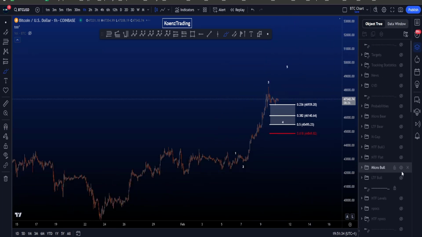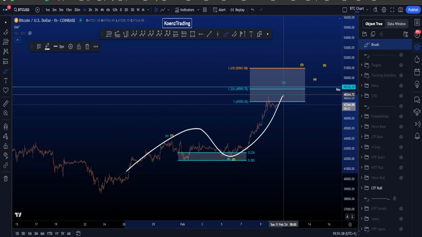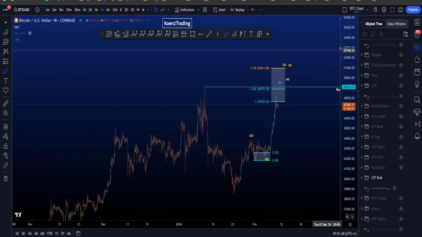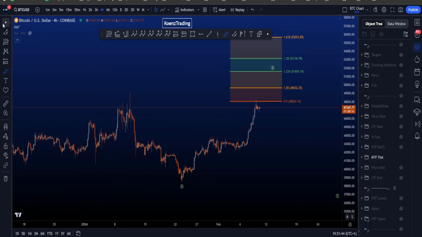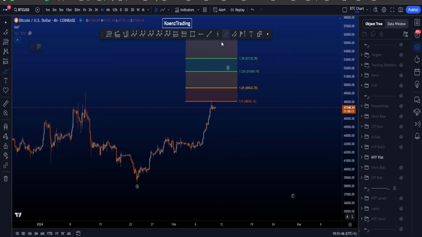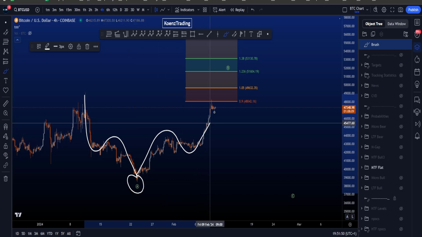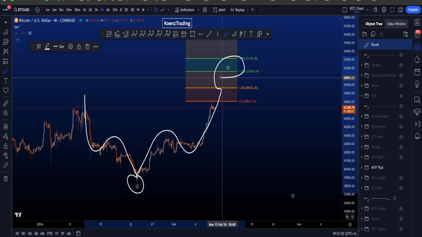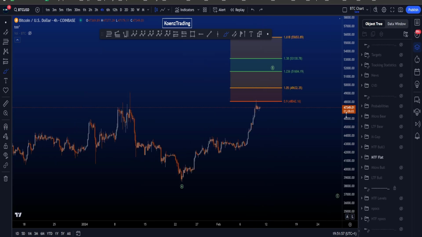Now, as shown in this scenario, I have an ABC as well as an impulse 1, 2, 3, 4, 5 to the upside. If we are looking for an ABC, the higher degree scenario is a flat structure here. In this case, we are looking for a 3-wave move down in a wave A, an ABC zigzag to the upside in a wave B, and then an impulsive structure to the downside in a wave C.